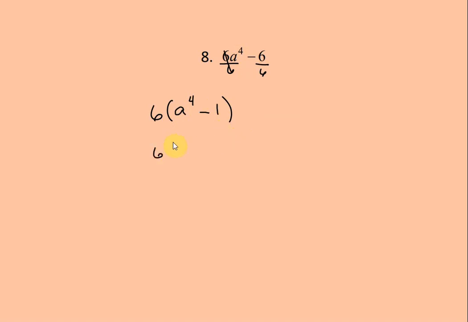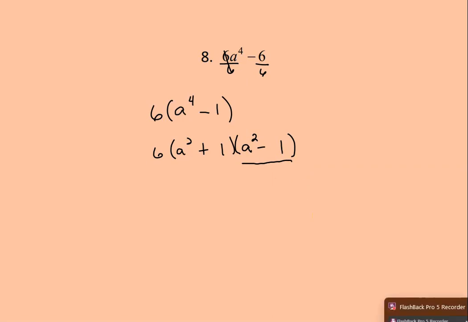So again, I'm going to bring down my 6, and then I'm going to factor this a to the 4th minus 1. Well, the term that I can multiply times itself to get a to the 4th would be a squared. A squared times a squared gives me a to the 4th. And 1 times 1 is 1. 1 plus and 1 minus. Okay, are we done? No, we're not done because we still have another difference of perfect squares. So we need to factor that.